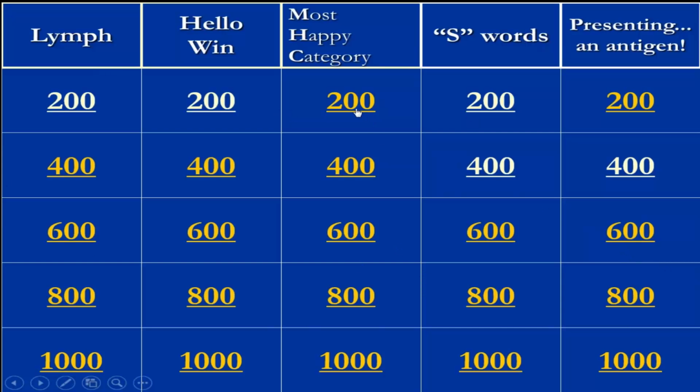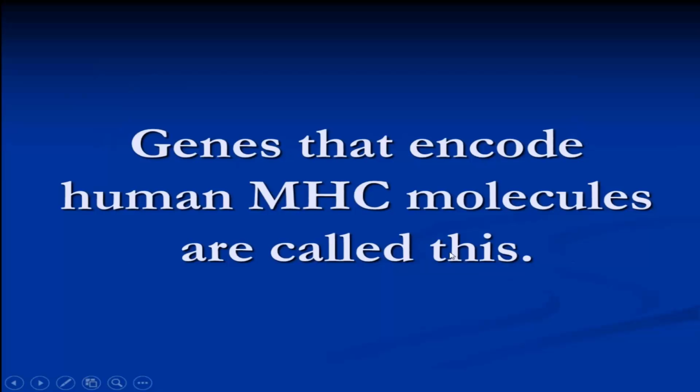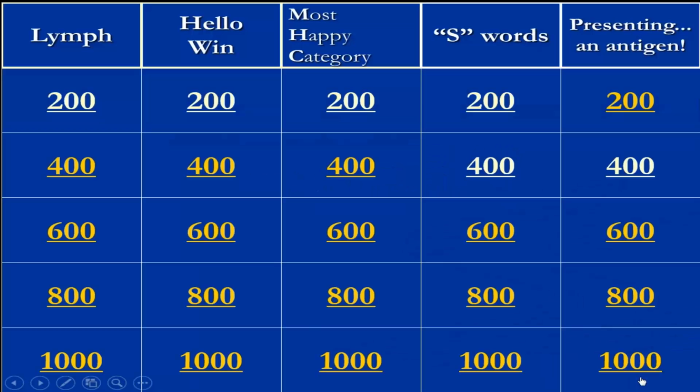Let's do the MHC category for 200. Do you know what that means? No. Oh, duh. Human editing molecules are called this. What are MHC? Or what is each one? Yeah, this is harder than it was.